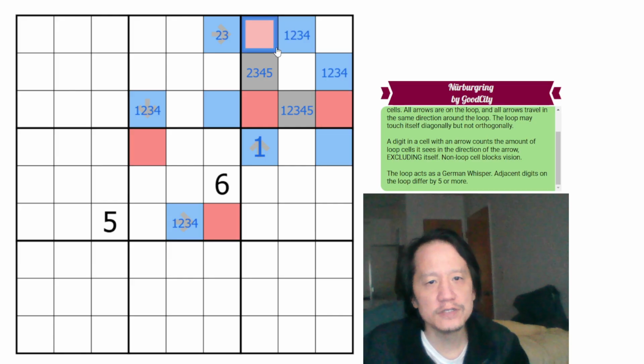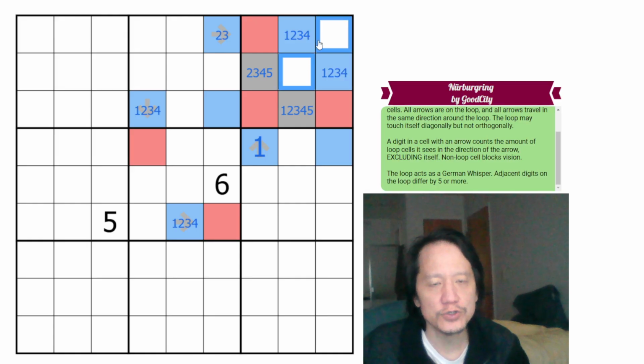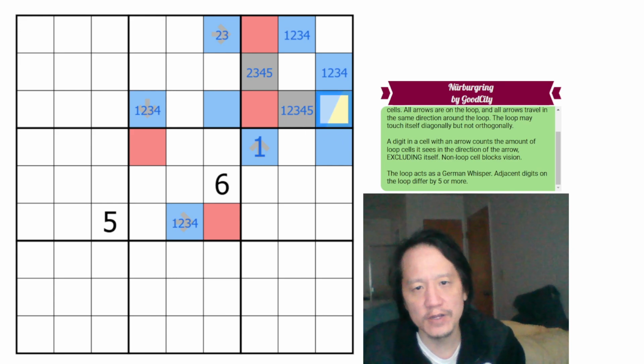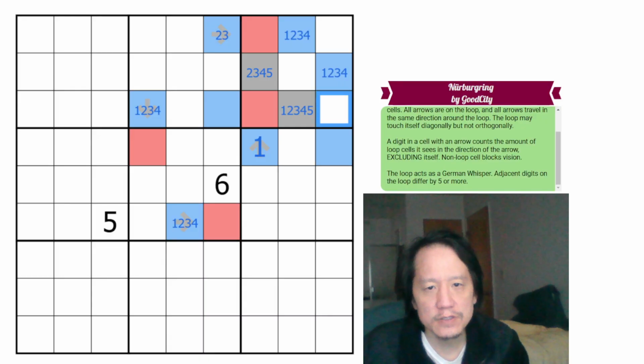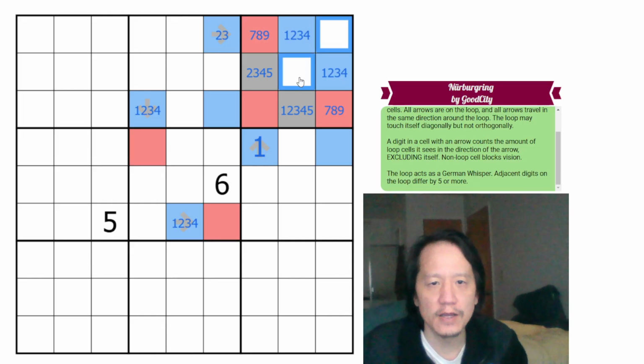So this sees 2 different numbers, 2 unique numbers. Whichever one that's red here sees 2 unique numbers. So all of these can't be 6. This sees 2 unique numbers on the German whisper line, so it can't be 6 either. So this has to be 7, 8, or 9. This is 7, 8, and 9, and one of the 7, 8, or 9s is here. Therefore, this forces this to be 6, which means this is 1.